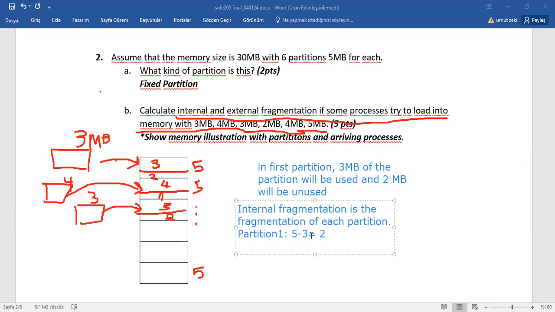So let's say that. For partition 2, can you tell me partition 2 fragmentation, internal fragmentation? 5 minus 4. Yes, it is 1. Okay, so it goes like that.